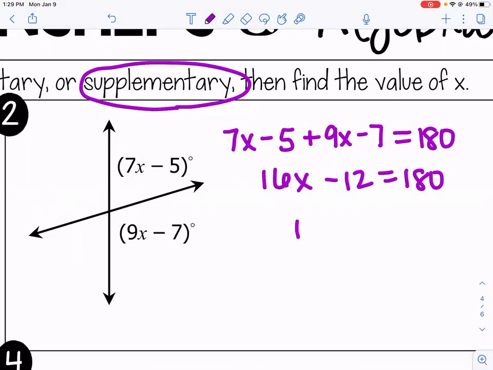So if I add 12, we have 192 over there. Is that right? So what's x? X is 12, she says with kind of a question mark in her voice. You agree? Perfect.